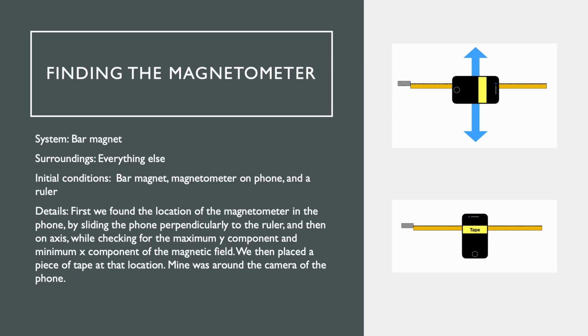So finding the magnetometer, this is the first part of the experiment. The system is the bar magnet and the surroundings is everything else. The initial conditions are the bar magnet, the magnetometer on the phone, and a ruler. First, we found the location of the magnetometer in the phone by sliding the phone perpendicularly to the ruler and then on axis while checking the maximum Y component and the minimum X component of the magnetic field. We then placed a piece of tape at that location. Mine was on the camera of the phone.